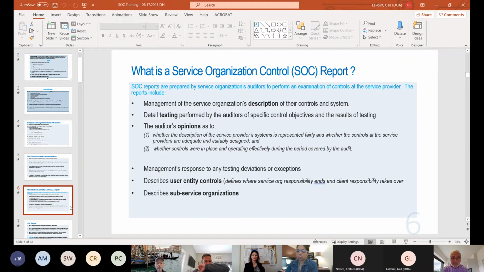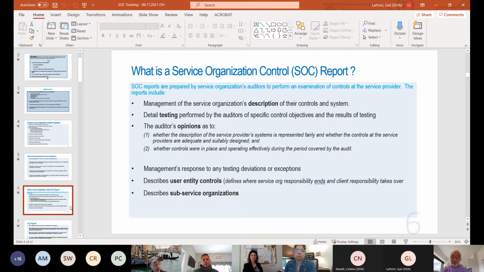So the reports are quite detailed. They often go on for more than 100 pages. Some are even longer than that. So it includes management of the service organization's description of their controls and systems. So that's where management of the service organization has to document all their controls that are in place. And then the auditors come in and look at the design of those controls, and then also in certain situations, the type 2 report, which we'll talk about shortly, they do detailed testing of those controls.